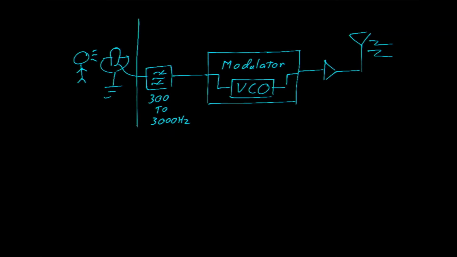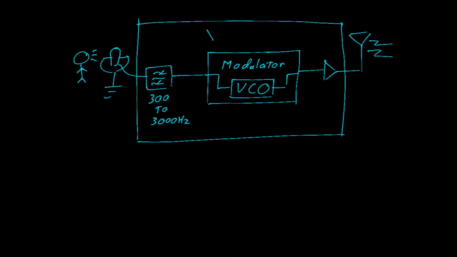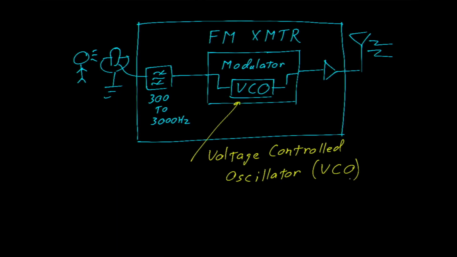While we're here, we should tidy this up a little bit. This entire block is the transmitter. In fact, we'll call it an FM transmitter. To understand this VCO, let's jump over to our GNU Radio companion.